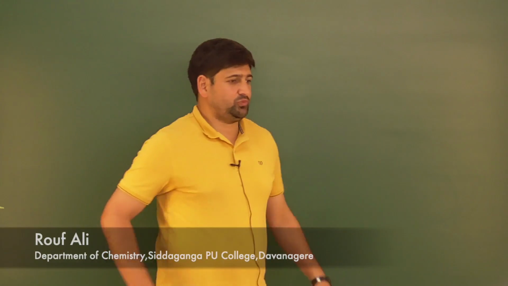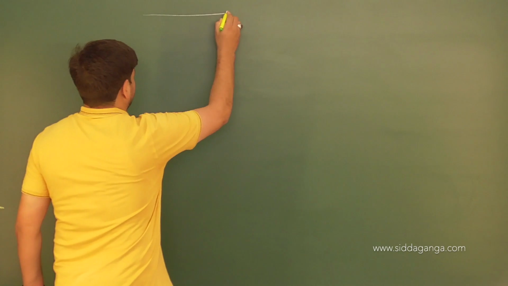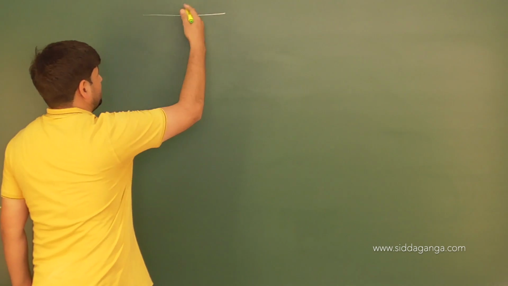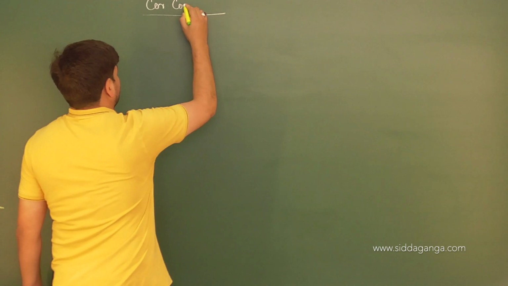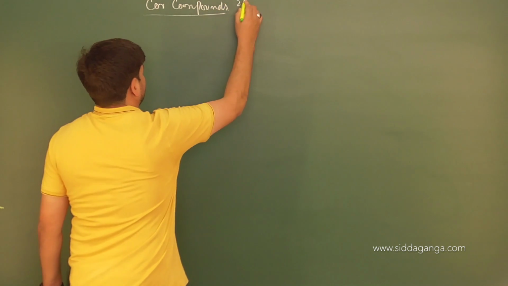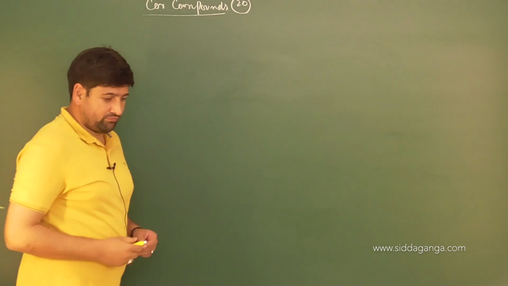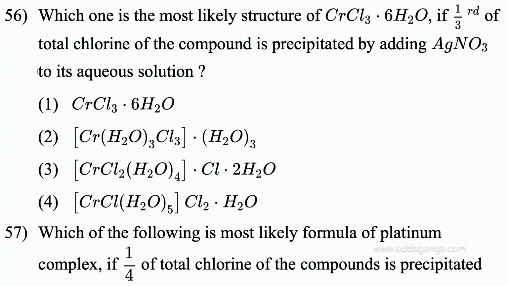Welcome children. So we have discussed coordination chemistry so far and we are discussing the paper here now. So this is part 2 of paper discussion, that is coordination compounds, part 20. Let us see question number 56.